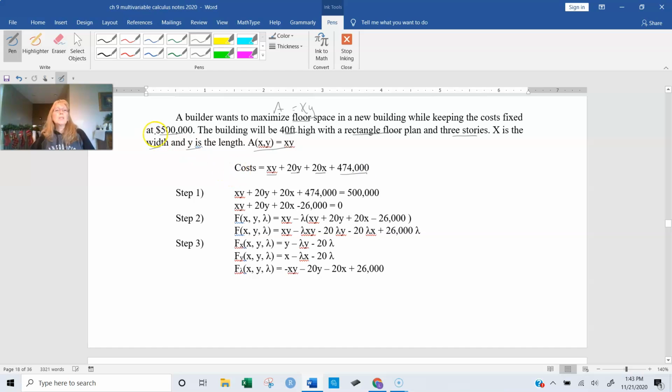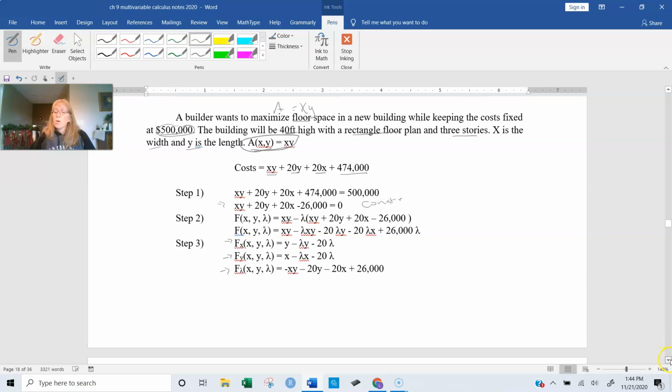Now I want to maximize this with the cost at $500,000. So we set it equal to $500,000 and I must set that equal to 0. So we bring the 500,000 over, and here is my equation. This is my constraint, because this is what my money is. My equation is XY, my area. So I take my original XY minus lambda times my constraint, and distribute your lambda. Now we're going to do the derivative with respect to X, the derivative with respect to Y, nothing different than before, then the derivative with respect to lambda.